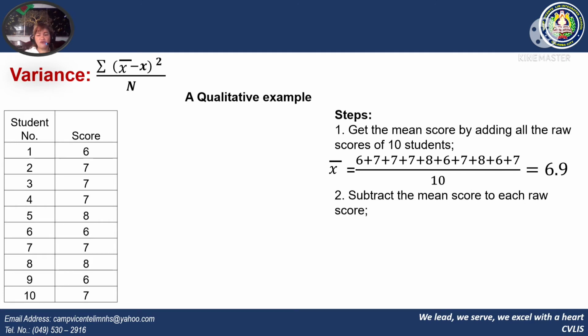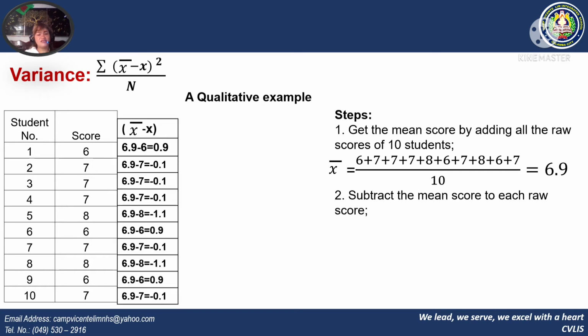Second, subtract the mean score from each raw score. By doing the operation of the second step, you have to insert another column for the difference between the mean and the raw score. So 6.9 minus 6 is equal to 0.9. 6.9 minus 7 is equal to negative 0.1, and the same for the next two 7s. 6.9 minus 8 is equal to negative 1.1.